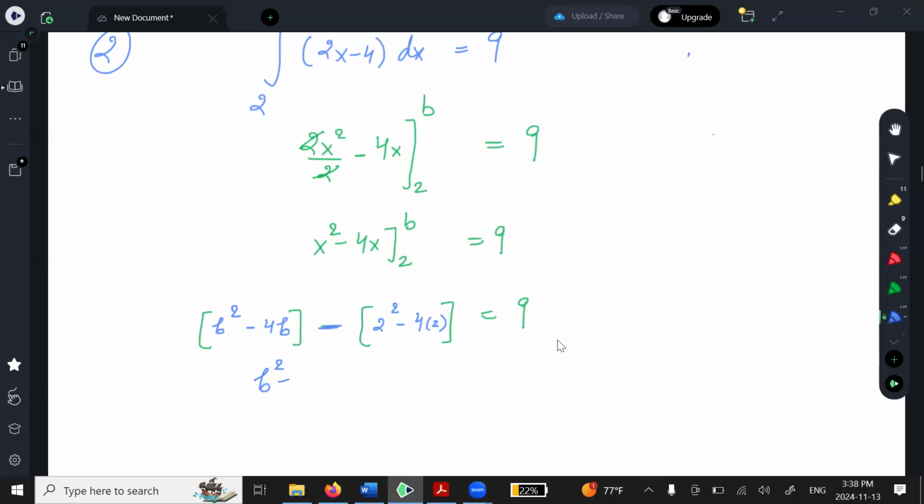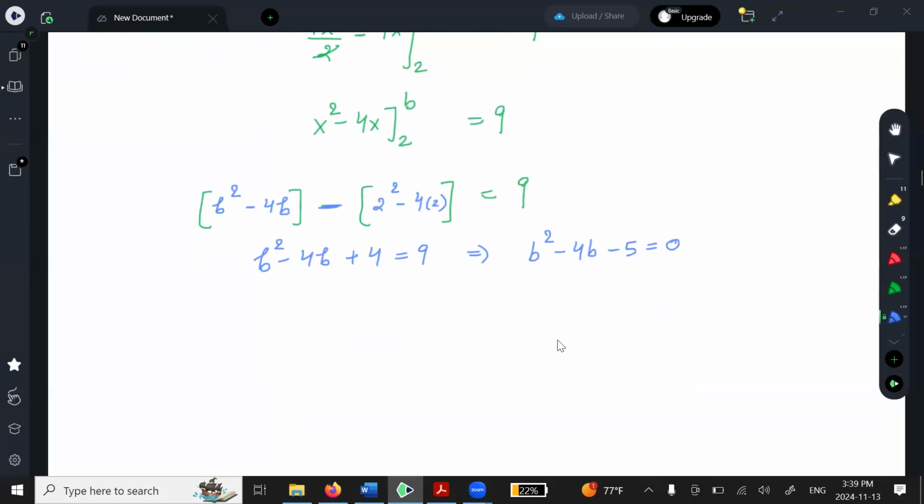Okay, who can solve for b here? Tell me an answer. So you get 4 minus 8. You get minus 4, which becomes plus 4 equals 9. So can you factor this quadratic? What is the b? You got 5? But we want a positive b, right? So 5 is the answer.